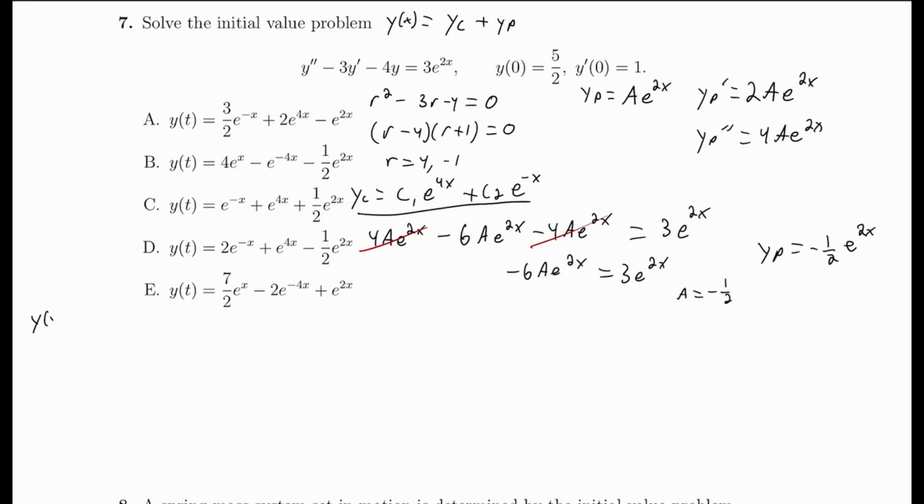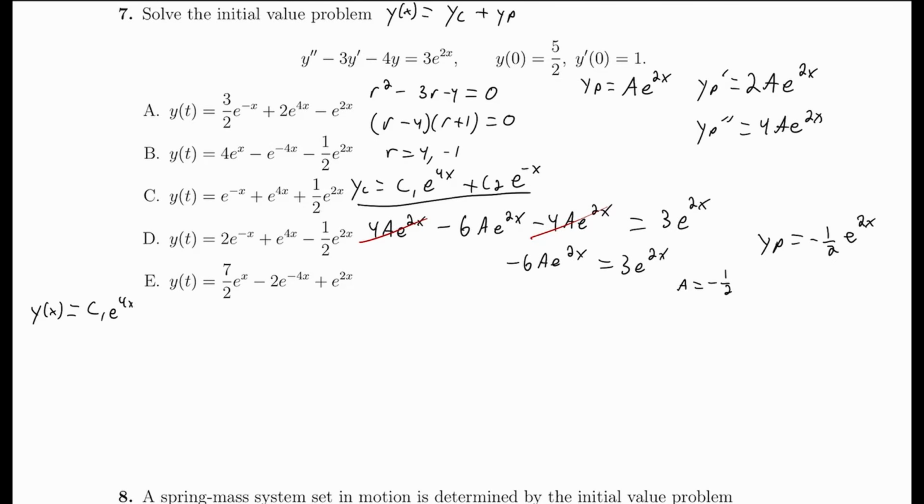So y of x is equal to c1 e to the 4x plus c2 e to the negative x. That's coming from our complementary solution right there. And then we're adding our particular solution, which we found to be minus 1/2 e to the 2x. Now we can start solving for our c's here. Don't make the mistake of doing that at an earlier step. We need our non-homogeneous part, otherwise you'll get incorrect values for c and it won't work out. We're going to need y prime in order to use that initial condition, so we'll differentiate here.